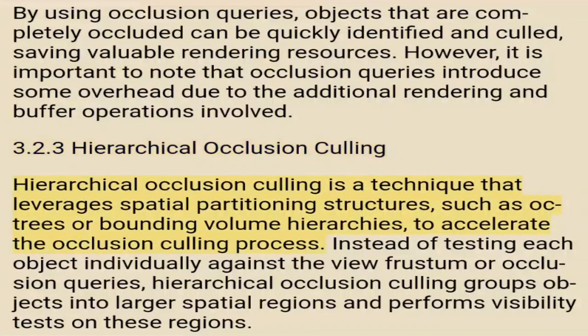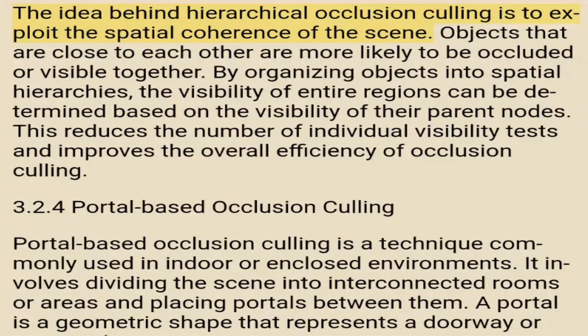3.2.3 Hierarchical occlusion culling. Hierarchical occlusion culling is a technique that leverages spatial partitioning structures, such as octrees or bounding volume hierarchies, to accelerate the occlusion culling process. Instead of testing each object individually against the view frustum or occlusion queries, hierarchical occlusion culling groups objects into larger spatial regions and performs visibility tests on these regions. The idea behind hierarchical occlusion culling is to exploit the spatial coherence of the scene. Objects that are close to each other are more likely to be occluded or visible together. By organizing objects into spatial hierarchies, the visibility of entire regions can be determined based on the visibility of their parent nodes. This reduces the number of individual visibility tests and improves the overall efficiency of occlusion culling.